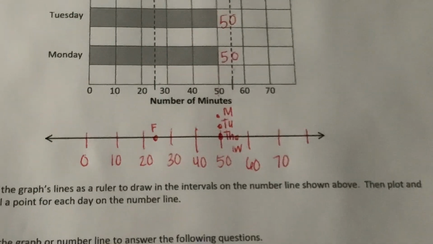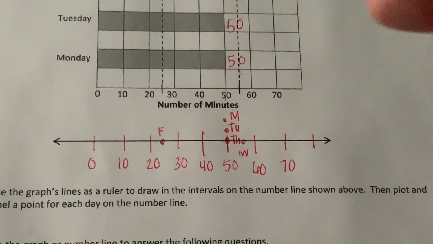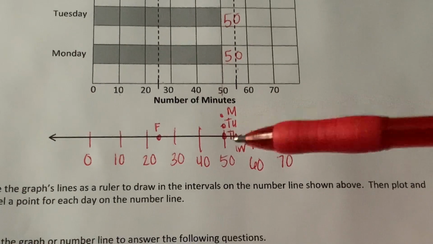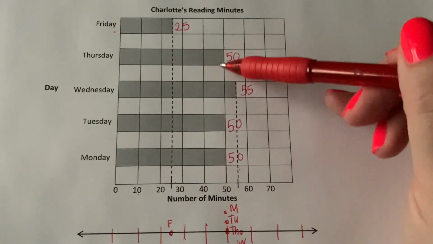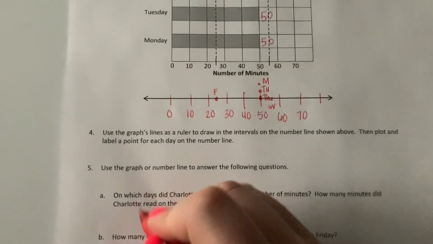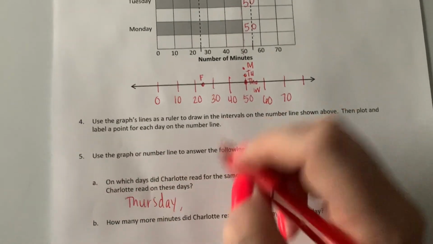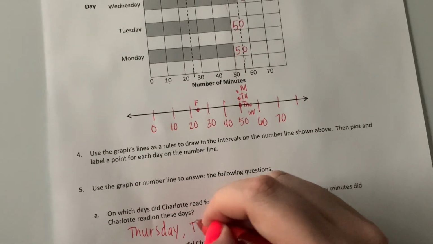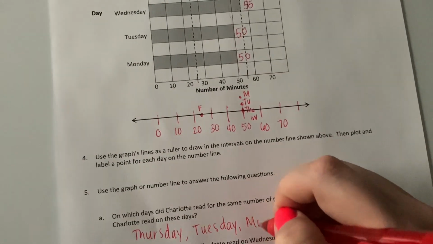So if we look at the number line, which one has the most dots? So right here, we see that 50 has 3 dots. Now I could also just look at my bar graph and say, okay, well, these 3 all stop at the same spot. So that would be Thursday, Tuesday, and Monday.